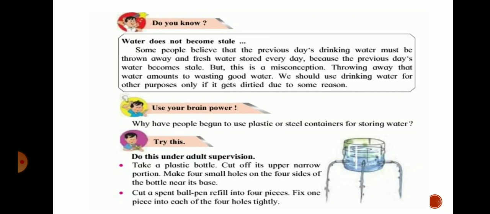Throwing away that amount of water is to waste good water. We should use drinking water for other purposes only if it gets dirty due to some reason, as I mentioned now. If by mistake someone opened the lid and it is open for hours, then we are not supposed to drink that water. Unless you are sure that water is closed, only then we have to drink that covered water.